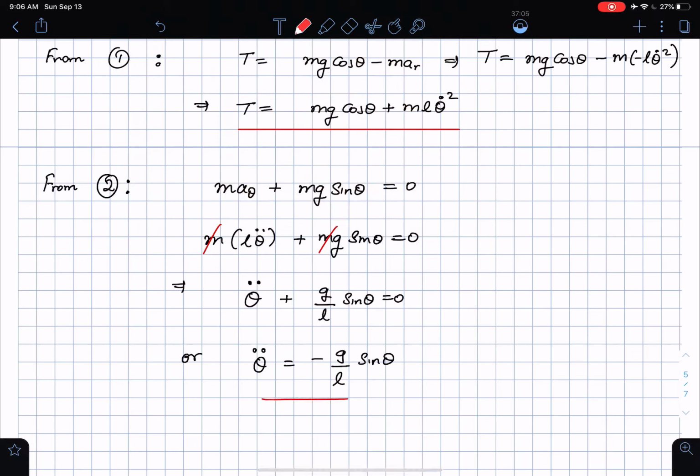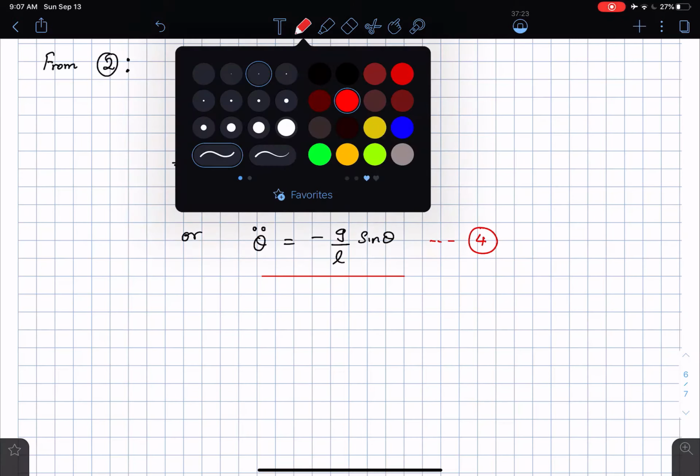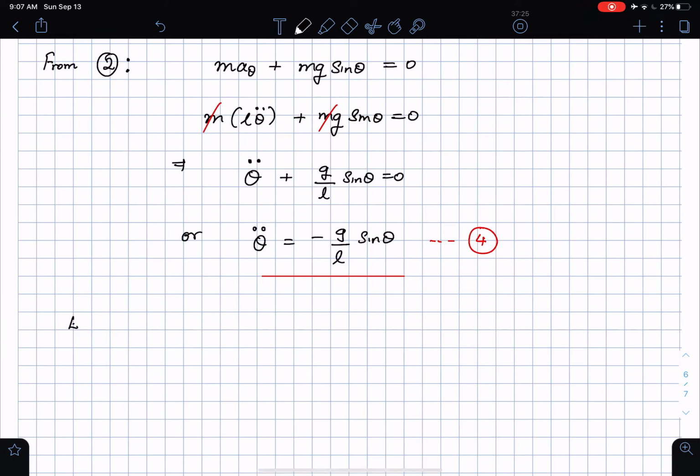You are now looking at probably one of the greatest equations in dynamics. This here is called the equation of motion. I'm going to label them as equation 3, equation 4. So equation 3, which is T is equal to mg cos theta plus m L theta dot squared, is called the constraint equation.